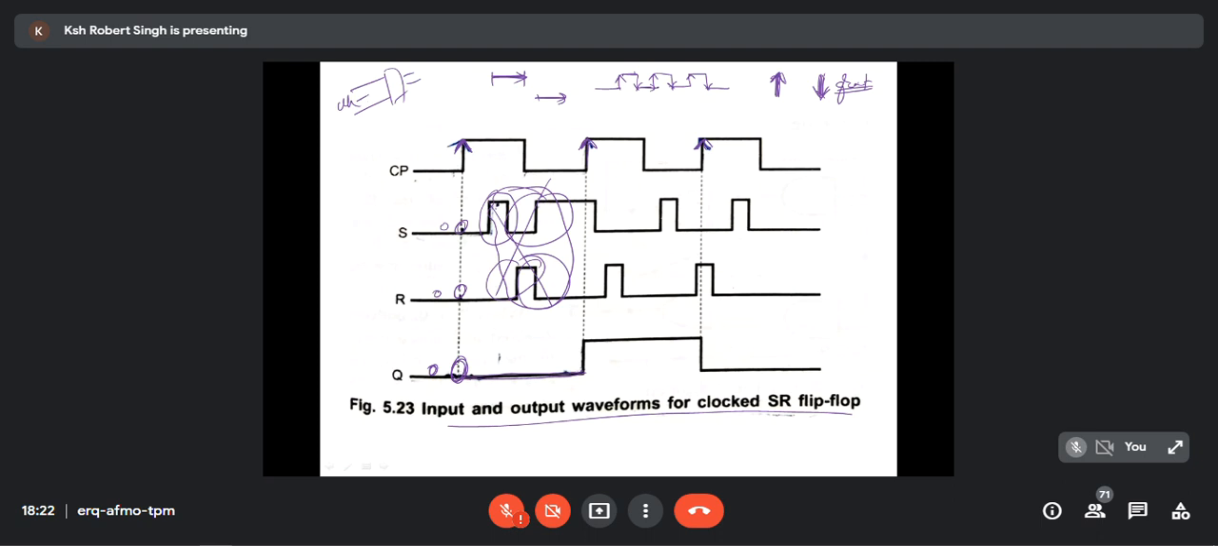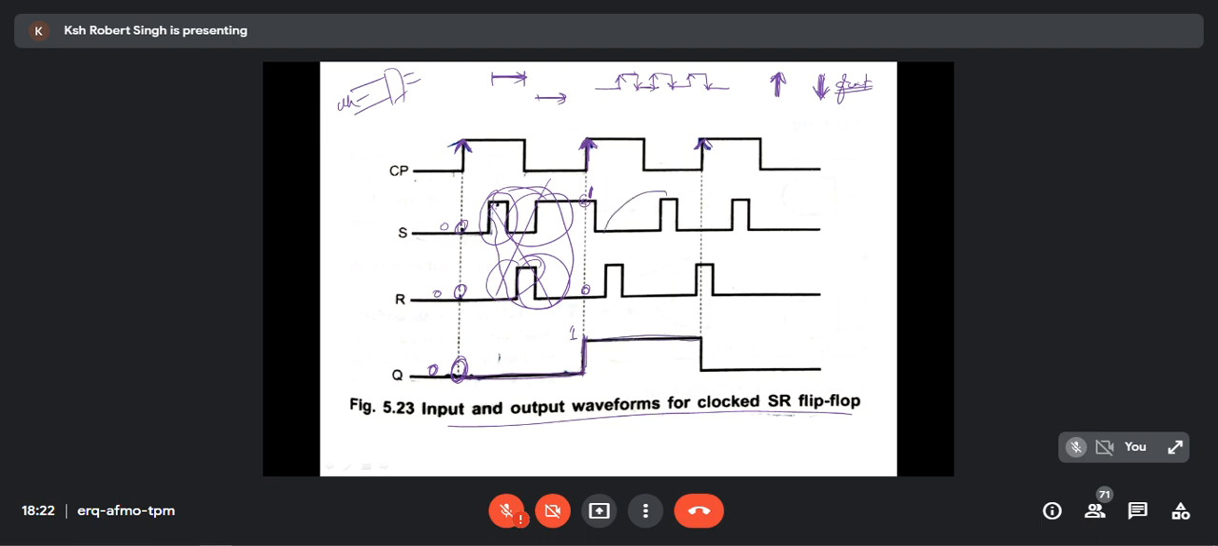So now the clock has opened up. Another positive edge has come. At that point, what is there? Okay, S is 1 at that point. Okay, R is 0 at that point. S is 1, that means set. The output will become set, high. It will stay high unless and until another clock pulse comes.